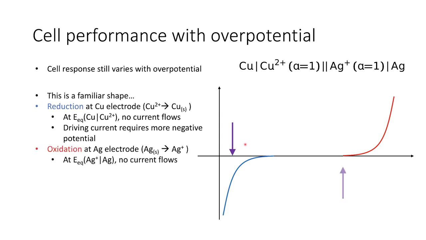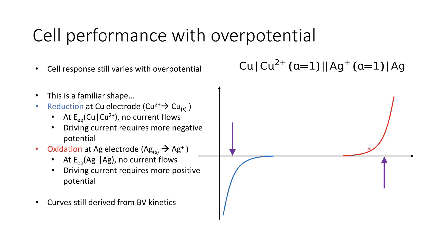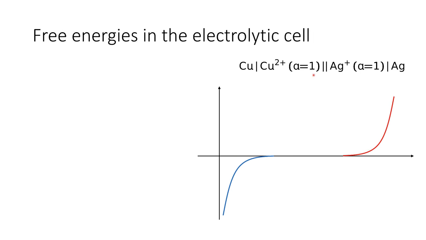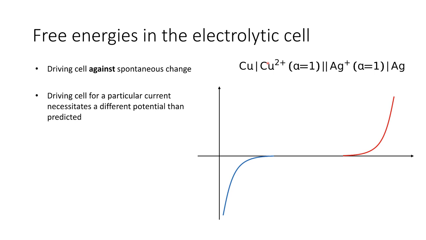Conversely, at the silver electrode, if we hold the cell at the silver equilibrium potential, again, no current would flow. We have to apply an overpotential to overcome the electrode kinetics so that a current can flow. Again, the curves are still derived from Butler-Volmer kinetics, so are still fundamentally exponential. Remember, we're driving the cell against spontaneous change. So in this case, we're forcing copper to be deposited rather than copper being released into solution. But in order to drive a cell at a particular current, we have to drive a different potential than we predicted. Again, remember, the difference between the standard potentials would be expected to give us our cell potential, but in order to get a measurable current, we have to apply a much greater overpotential.